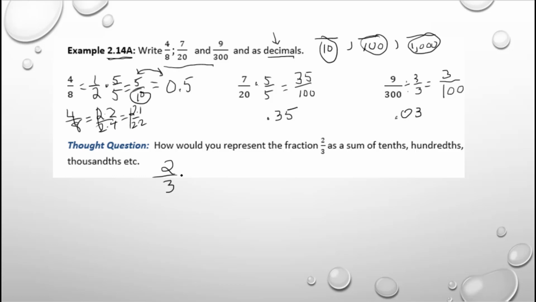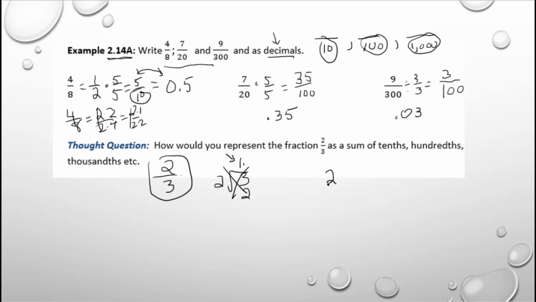Now 2/3 is a little different. I can't get to 10. I can't multiply it by anything to get to 10 that I can see easily. So the other way of doing this is dividing. And a lot of times students will make this mistake. They'll go 3 divided by 2. I get 1 there. 1 times 2 is 2. But that is not right because this number here is less than 1. So I'm not going to get anything in the ones place.